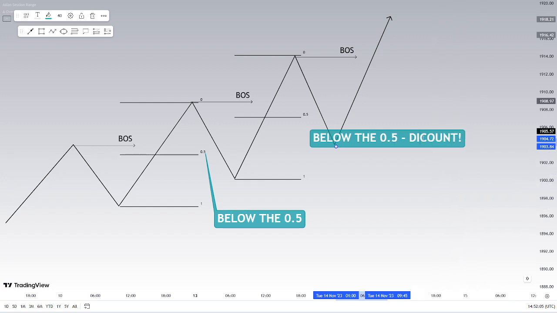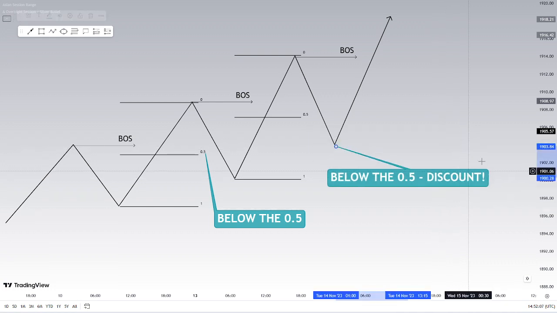So we want to essentially be buying low. We want our positions at a discount price. We want to be buying when the prices are low and then selling them when they're high.